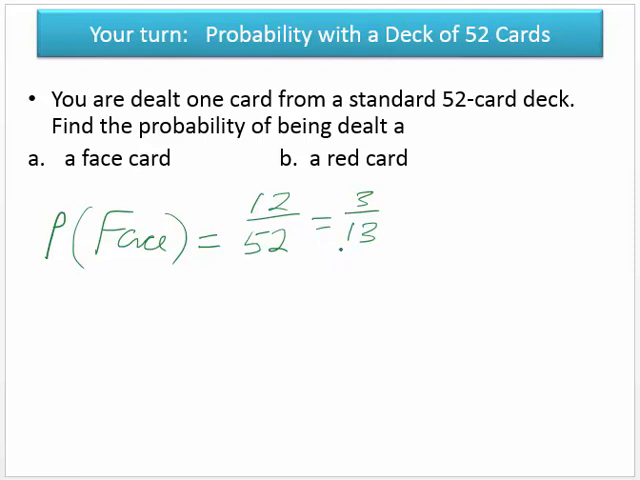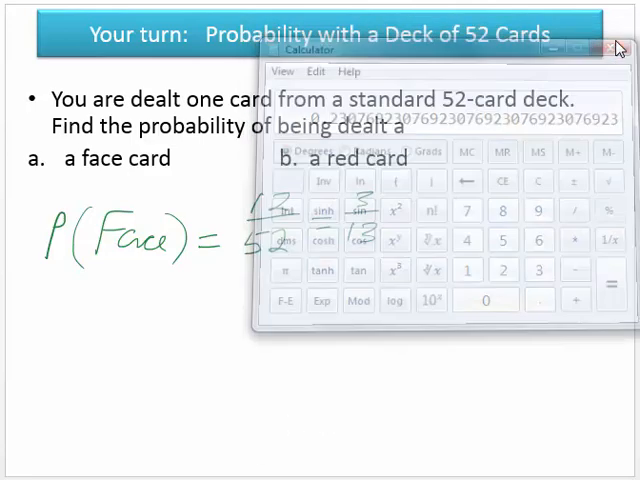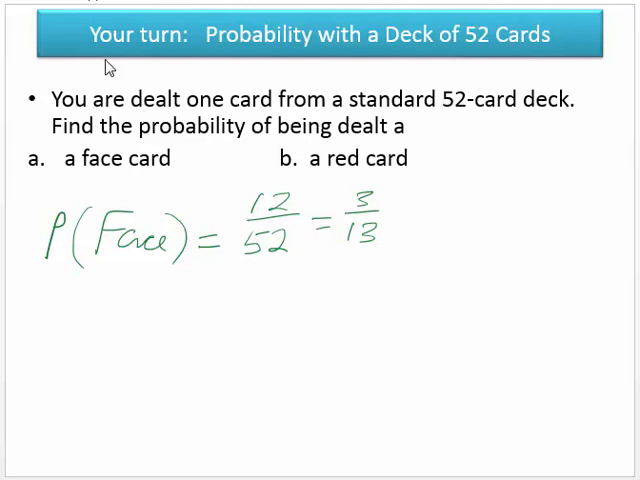If we wanted that as a decimal, remember, all you do is change a fraction to a decimal, because like I said, MyMathLab might ask for a decimal. You'd take 3 and divide it by 13, and we'd get approximately 0.2307. And if we wanted it as a percent, it'd be approximately 23.07%. So be used to giving the probability as a fraction, a simplified fraction, a decimal, and a percent.